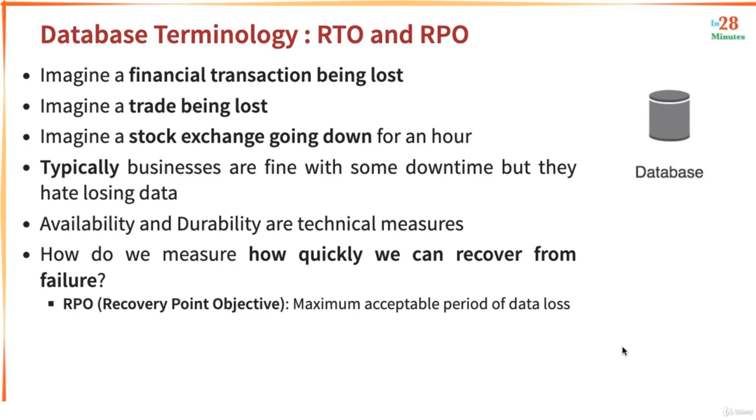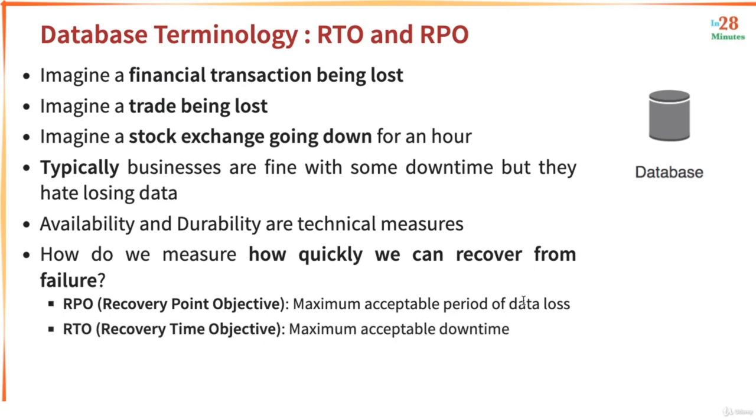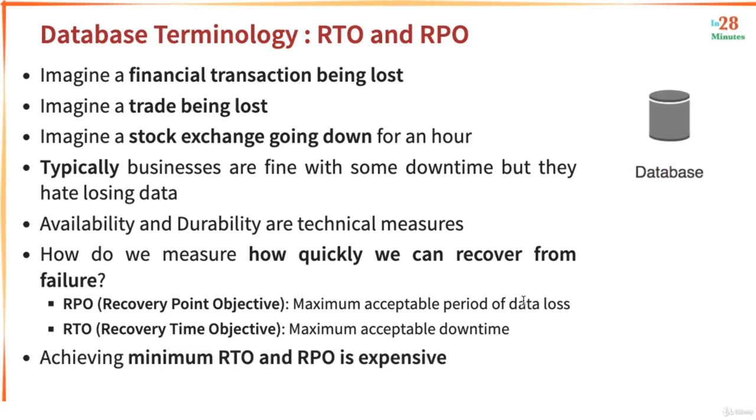Recovery point objective is the maximum acceptable period of data loss. How much time period can I lose data for? That is what is called RPO, recovery point objective. RTO is recovery time objective, the maximum acceptable downtime. Within how much time should I be available again? Achieving minimum RTO and RPO is very, very expensive. And that's the reason why we have to trade off based on the criticality of data and the applications.